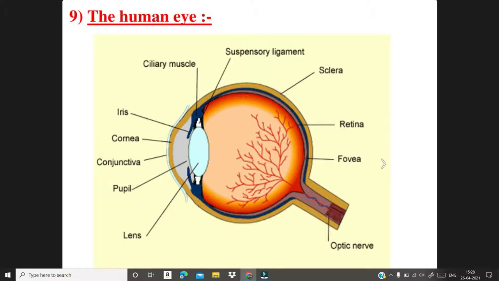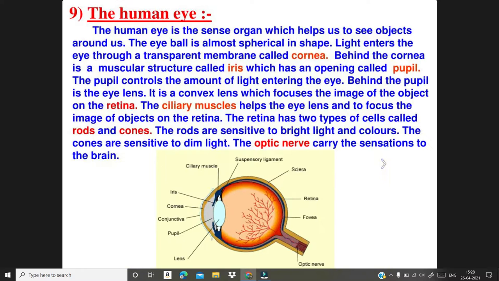Now let us come to the human eye. The human eye is the most important concept which you are studying for the first time. So let us study very nicely, very briefly, and in an understanding form. The human eye is a sense organ which helps us to see objects around us. We have a total of 5 sense organs, and out of that, the eye is one of them. It helps us to see the things around us.